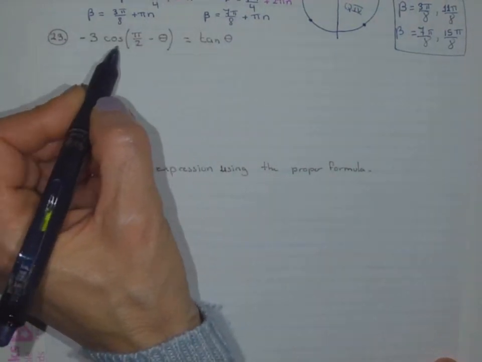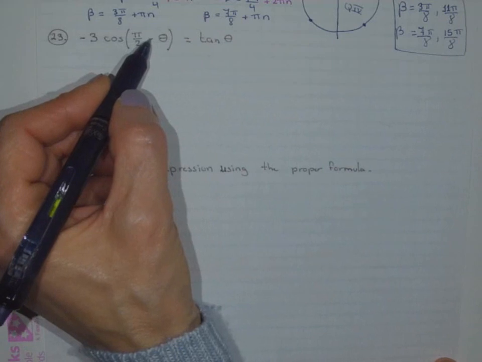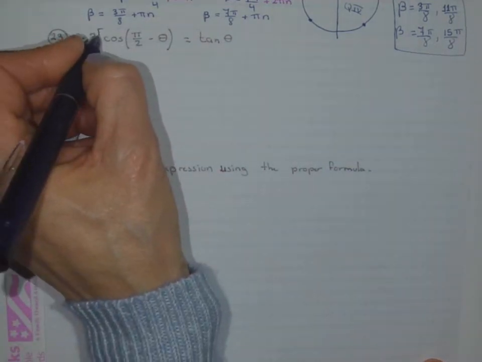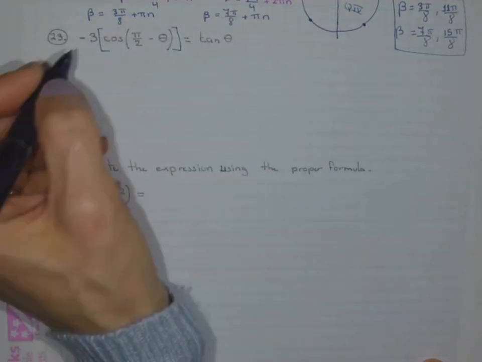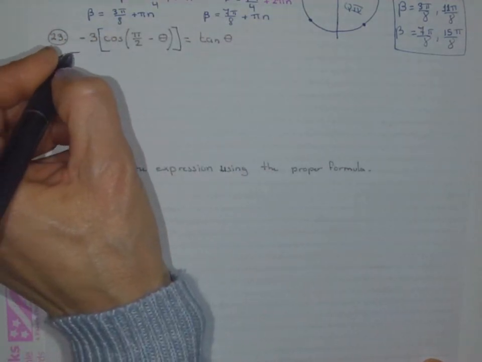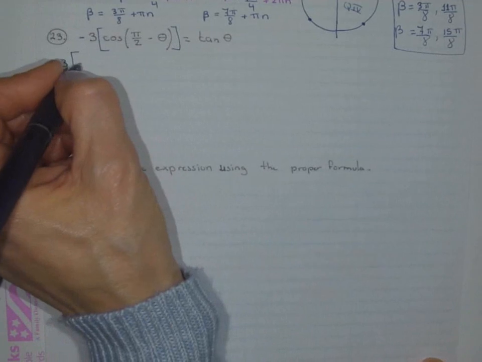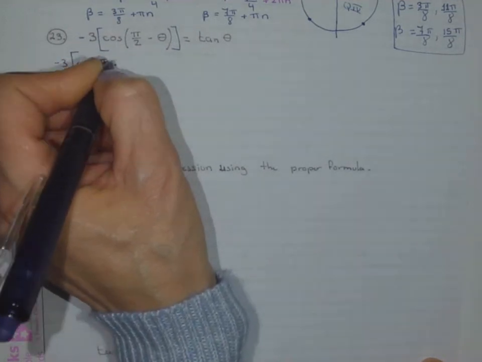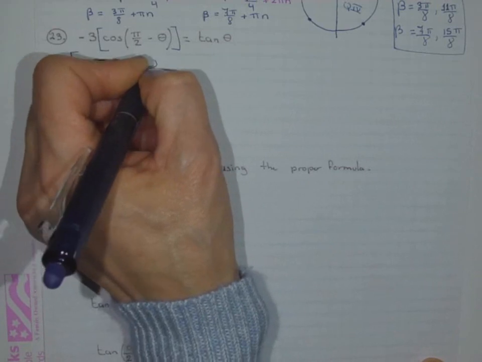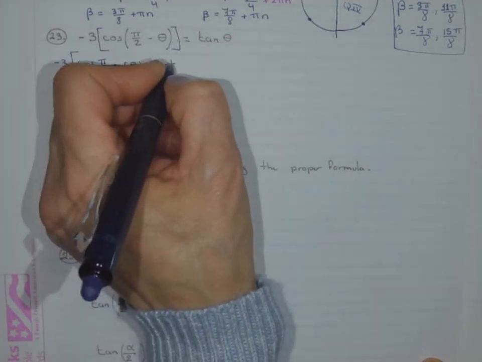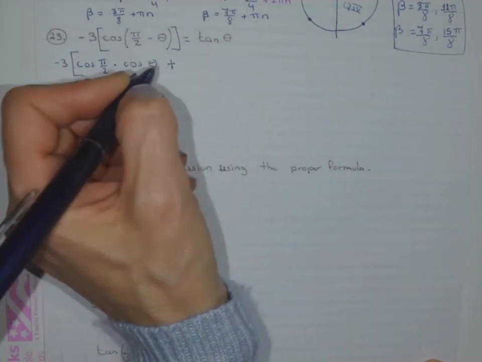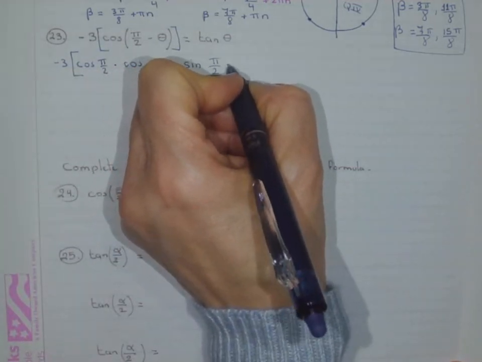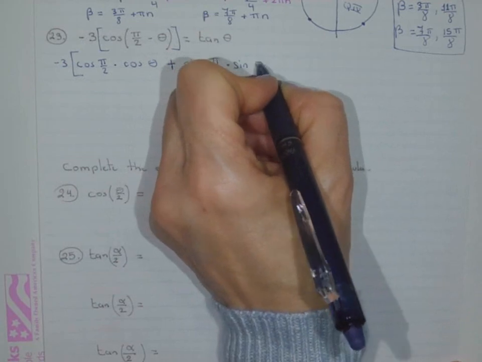All right, 23. Well, I'm looking at that and I see a difference of sums. So let's see if we can do that. So that negative 3, first of all, is in the front, right? So I'm going to leave it there. So negative 3. And then do your difference formula. So we have the cosine of the first angle times the cosine of the second angle plus, because we have a minus here, so in cosine it becomes plus, sine of that first angle times sine of that second angle.